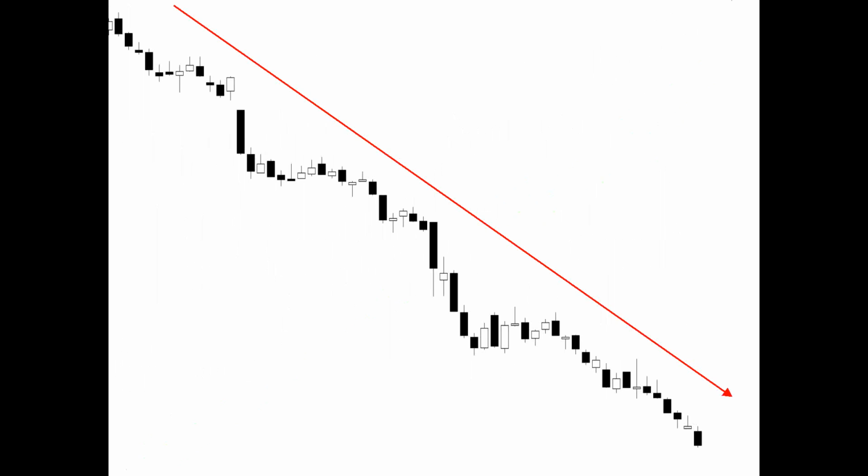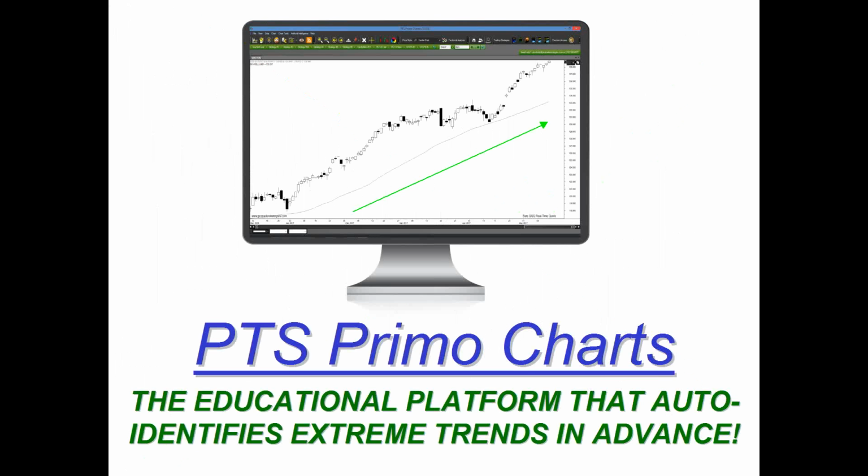Now, on top of that, how would you like to know in advance when these types of strong downward or upward momentum moves were about to happen? Well, it's actually one click away on our platform. This is what I'm going to be talking about today, the PTS XT. This is the new extreme trending tool we have, and it's going to be displayed on our platform. This is the platform that automatically identifies extreme trends in advance.